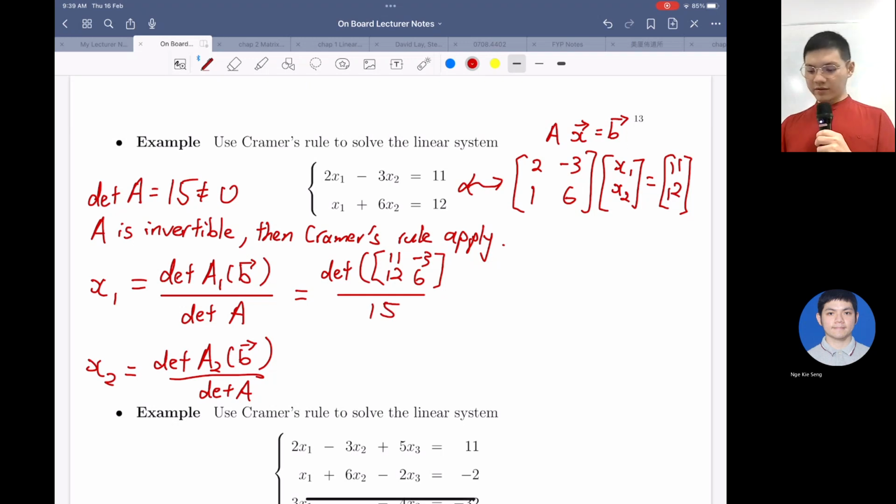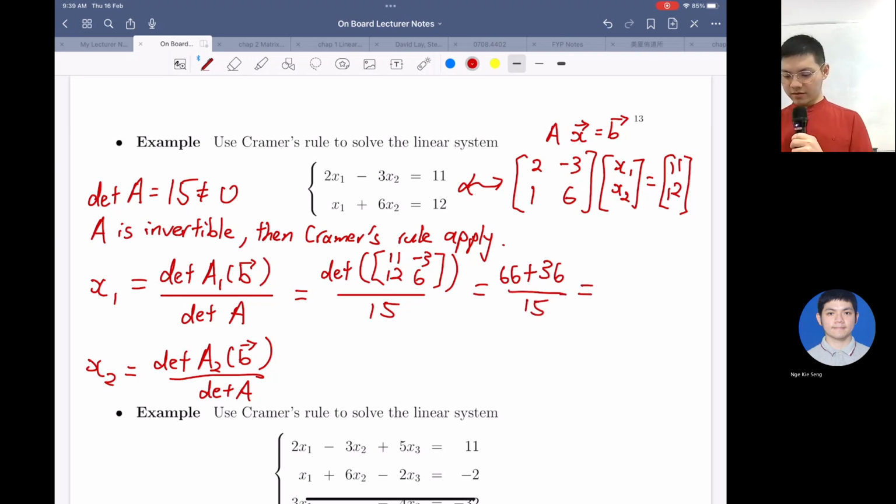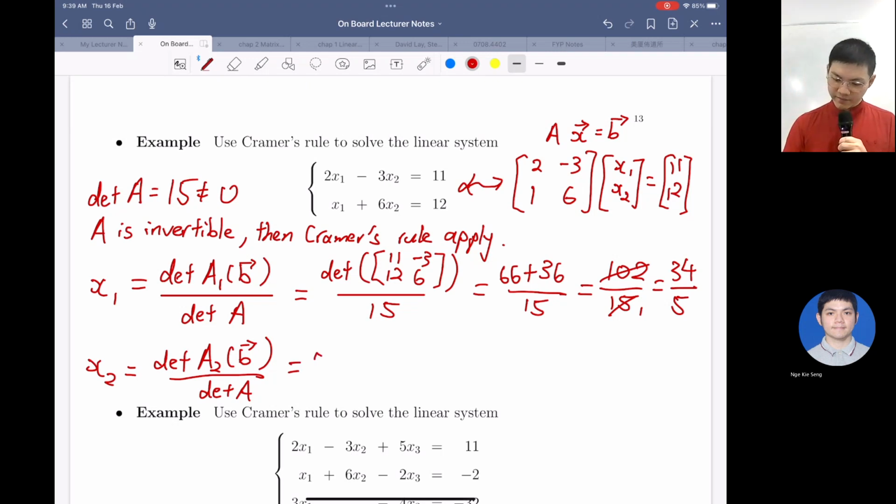The determinant of A you already computed, which is 15. So what's the determinant of A1B in this case? 66 plus 36. Is it such a big number? So what do you get? 210 over 15. Can you simplify this? I think you can. 3533934. Okay.